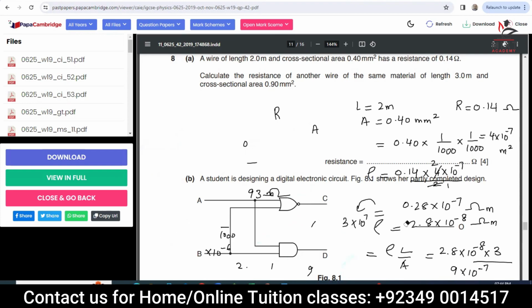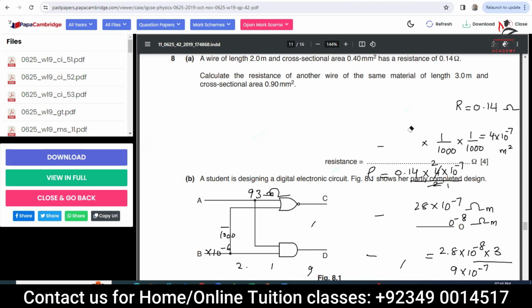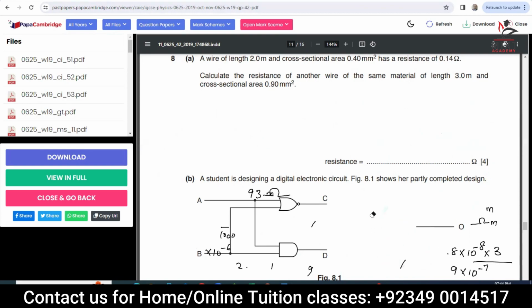I will systematically write it so that you understand. Okay. Now check this out. First of all, when the length, area, and these kind of things are given to you and they are asking you the resistance value, remember that they are asking you to use that formula. What is that formula? R is equal to rho L upon A. This is the formula they want you to use, where this rho means resistivity.